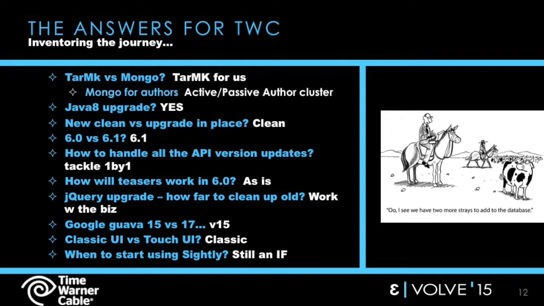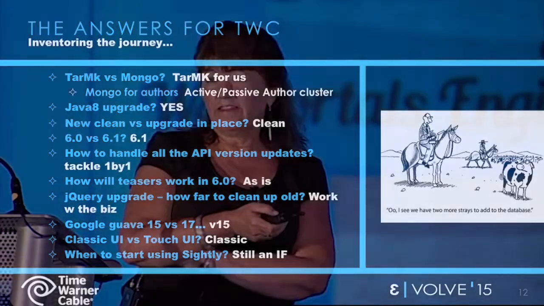For us, we found we can work with the 5.4 teaser customizations that we've had in place. It's going to work fine. The jQuery upgrade, we've been working with the business. Google Guava, we did decide to go with version 15 since that's what's shipping and is embedded throughout in the Adobe environment. We're staying with the classic UI and do touch UI later. And then when to use Sightly, we're still at the if stage. It's an if for us, and we'll need to learn more.